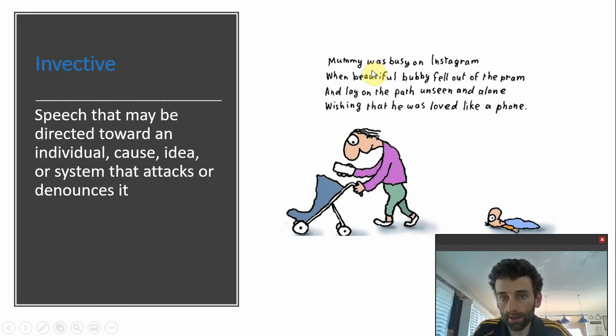This particular cartoon: Mummy was busy on Instagram when beautiful Bubby fell out of the pram and lay on the path unseen and alone, wishing that he was loved like a fawn. So we have Mum walking along on the phone on Instagram, and we have the baby who fell out of the pram, and Mum didn't even notice. The invective or the criticism here, which is in this instance through speech, is obviously directly related towards Mum, and again her connection to technology, her connection to Instagram as opposed to her baby.